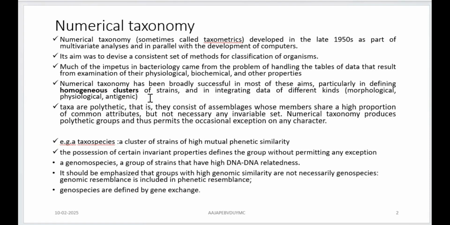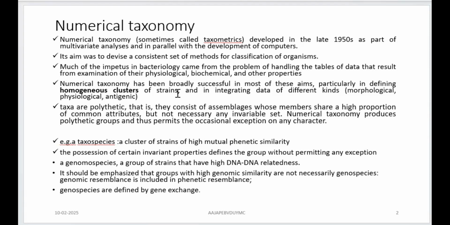So numerical taxonomy is successful in most of its aims, particularly in defining homogeneous clusters. Homogeneous, the word itself tells you that there are similarities, and clusters are the groups of organisms which are put together based on the similarities or dissimilarities they share, what is common in them.